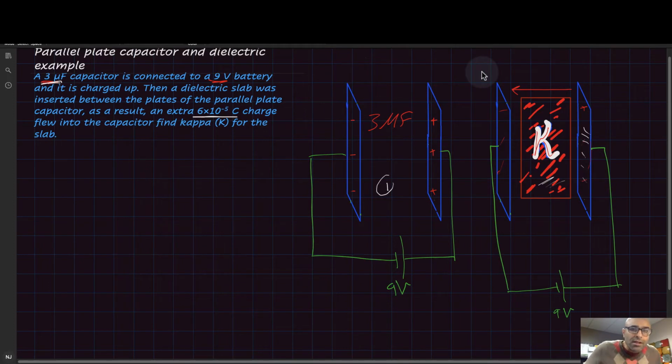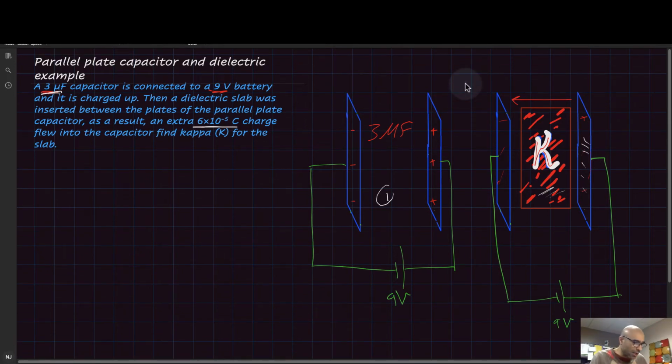Now we are going to discuss a problem about parallel plate capacitors and dielectric. In this problem we have a capacitor, and this capacitor was charged up after connecting it to a 9-volt battery. The capacitor value is 3 microfarad. After it was charged up, we inserted a dielectric slab between the parallel plate capacitor plates, and because of that an extra charge, I'm going to call this charge delta Q, flew into the capacitor, and delta Q is equal to 6 times 10 to minus 5 coulomb. So that's 6 times 10 to minus 5 coulomb charge flew into the capacitor.